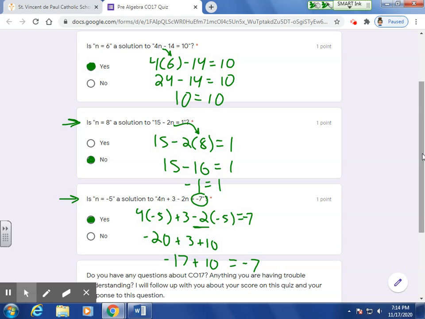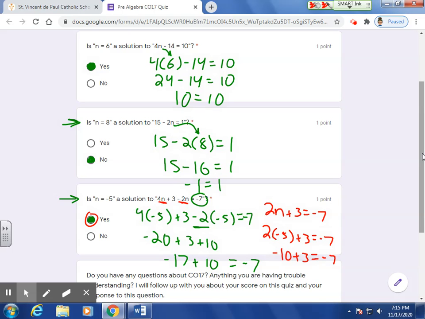If you combine like terms first, which is acceptable here, you've got 4 n's and you subtract 2 of them. That leaves you with the equation 4 minus 2 is 2n, plus 3 equals negative 7. Again, plugging in negative 5 for n here, 2 times negative 5 is negative 10, and negative 10 plus 3 does equal negative 7. So if you combine like terms first, you still get that yes result.